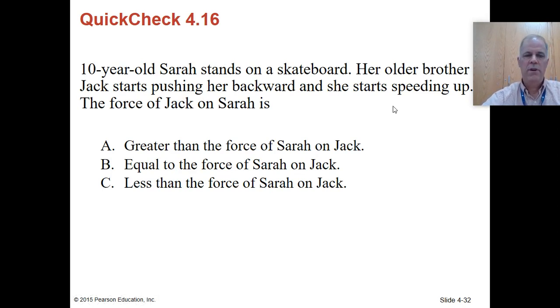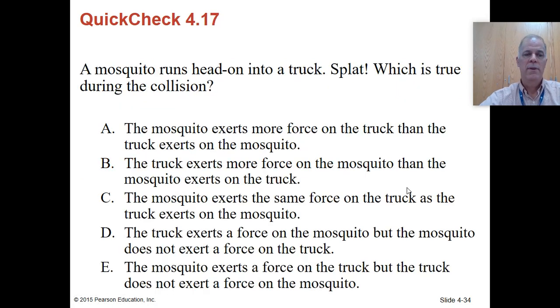Okay, here comes the answer right now. This is a third law question. Action and reaction force, and I guarantee there will be one of these on the AP exam. They always make it look different, but it always asks the force of one on the other and the force of the other on the one. So this is it, equal to the force of Sarah on Jack. Equal in magnitude, opposite in direction.